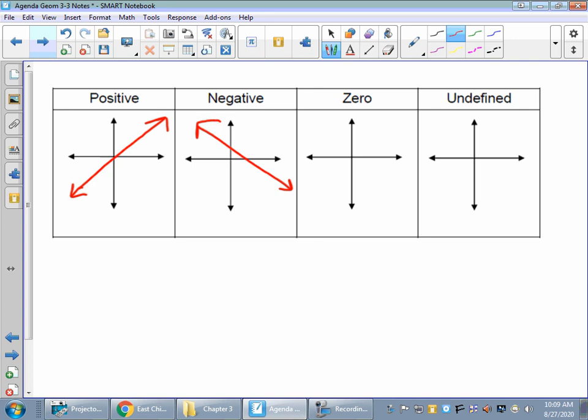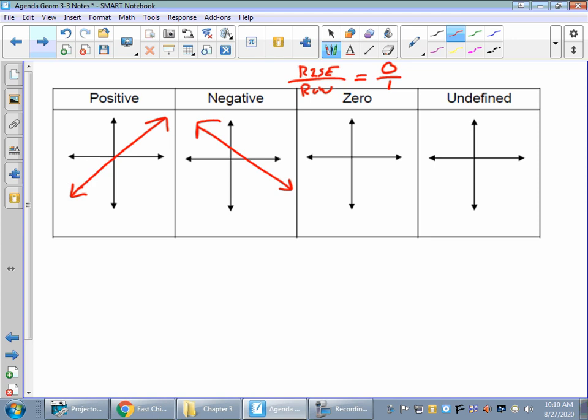Zero slope. Let's take a look at what it would be if we use rise over run as an example. If it's a 0 slope, then it's going to have no rise at all, right? Because it's 0 over whatever. Let's say it's 0 over 1. It doesn't matter what the bottom is. If the top of that fraction is 0, that means our slope is going to be 0, okay?